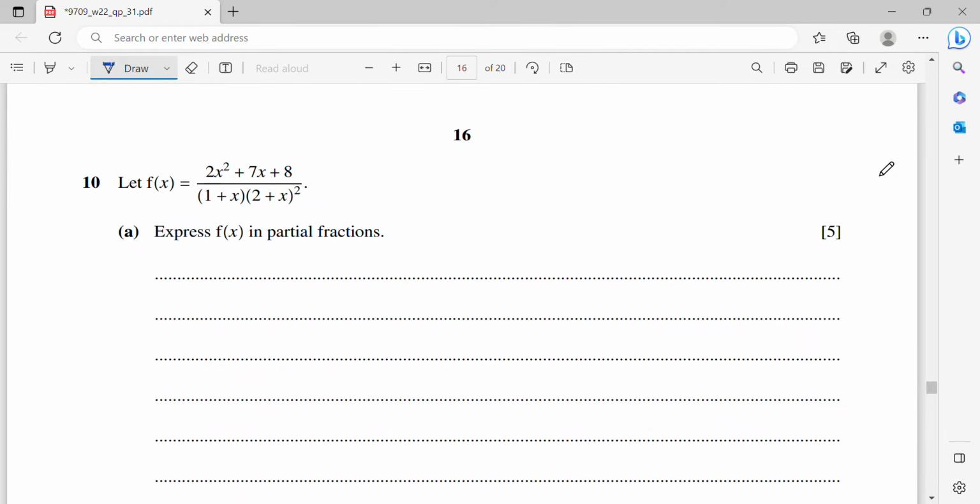Okay, now question 10. Let f(x) be the rational function. Part A: express f(x) in partial fractions. So let me copy the function first.